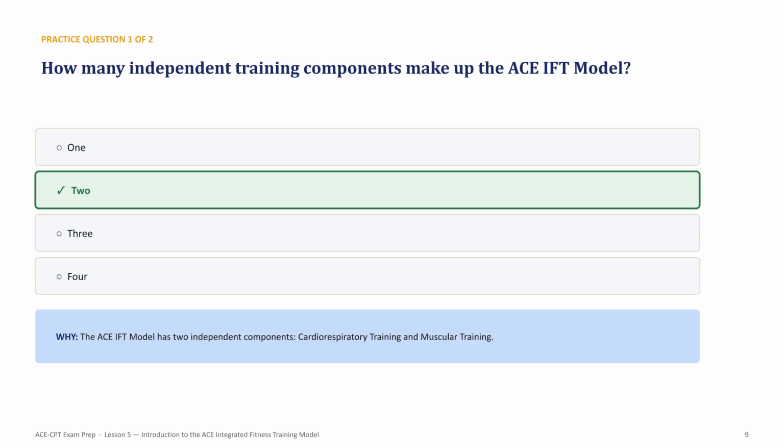The correct answer is 2. The ACE IFT model has 2 independent components, cardiorespiratory training and muscular training. If you found yourself reaching for 3 or 4, you might be thinking of the phases within each component. Remember, phases live inside a component, but there are only 2 components overall.